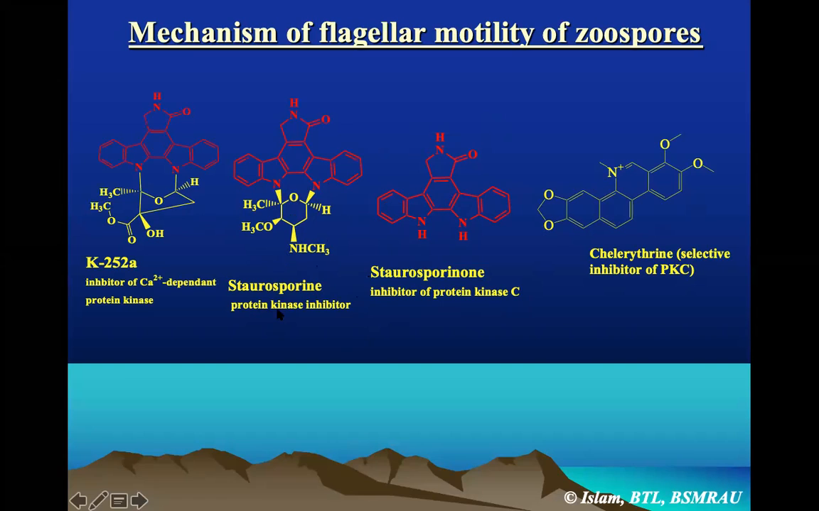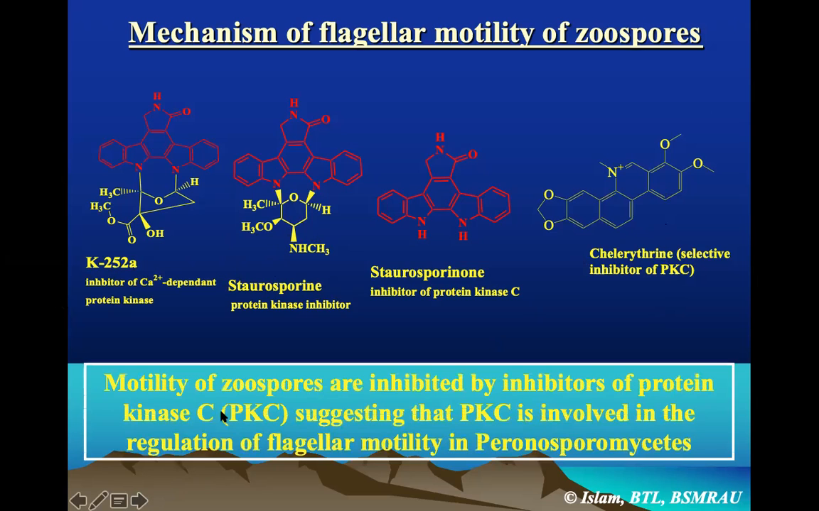But staurosporin is a protein kinase inhibitor, and protein kinase is a large family: protein kinase A, B, C, and so on. So we checked lots of protein kinase and other kinase inhibitors, and we found that chelerythrine, which is a protein kinase C inhibitor, is selective for inhibiting the motility of zoospore. And we made a conclusion that the motility of zoospores is inhibited by inhibitors of protein kinase C, suggesting that PKC is involved in the regulation of flagellar motility in peronosporomycetes.